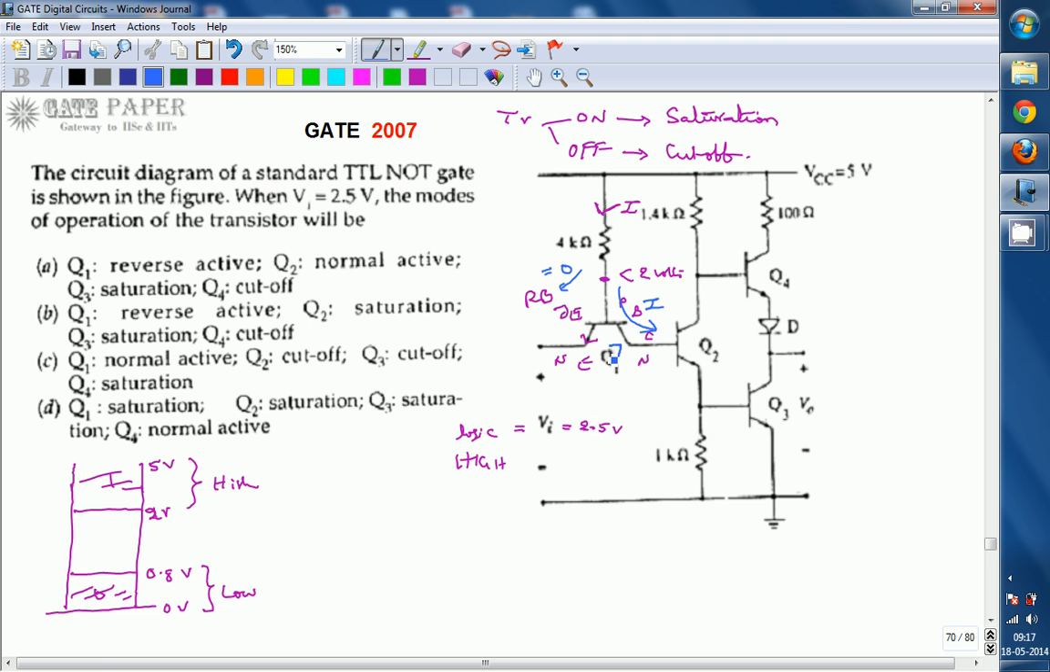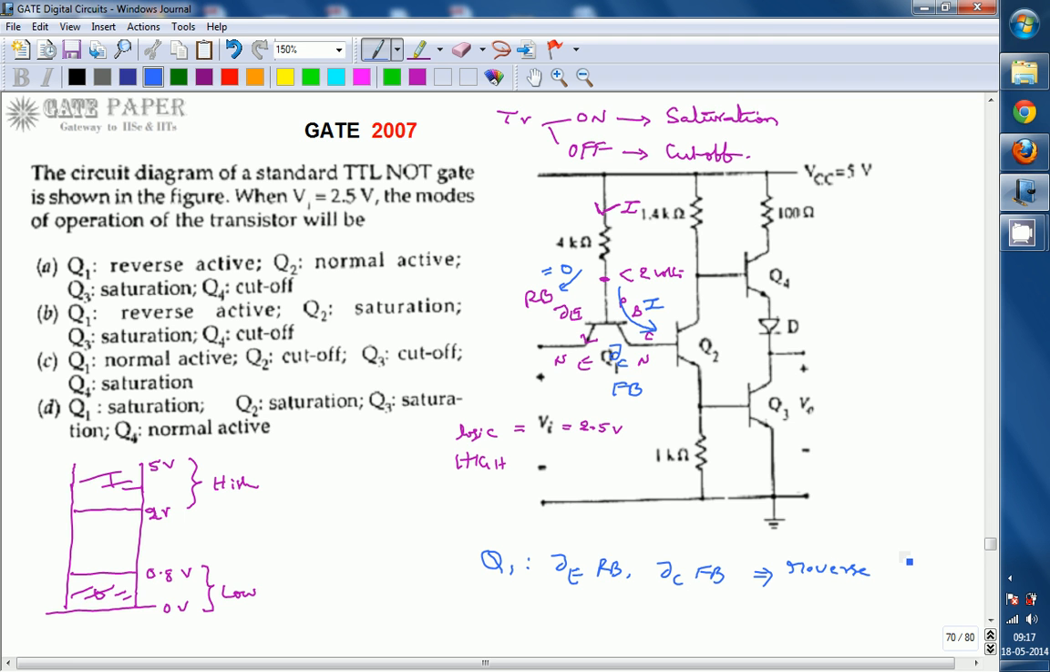This junction is going to be called JC, the collector base junction. Since the current is flowing through the collector base junction, it is a forward bias junction. So for this Q1 transistor, the emitter base junction is reverse bias and the collector base junction is forward bias. By that time, this is going to be called the reverse active region.